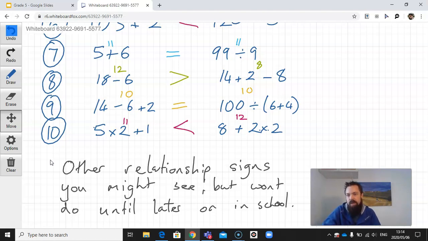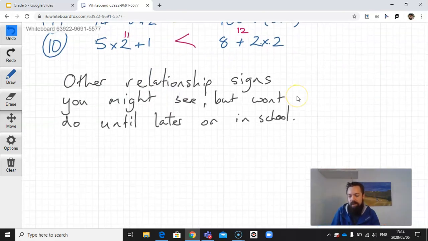Okay, at the bottom, I've written down something. These are other relationship signs that you might come across, but you're not going to do them this year. You probably will do them maybe next year, possibly in grade 7. So I just wanted to show them to you. You don't need to know them yet, but I always like to plant the seed so that later on in your maths, you're like, yes, I remember that.